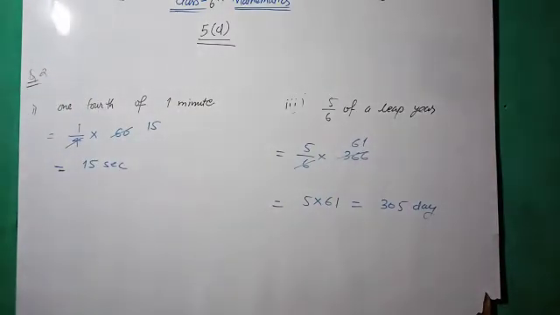Now the last part. The second part is your homework. In the last part, you first have to find the number of hours. In one day you have 24 hours, cancel with 8, 8 threes are 24, and 7 into 3 is 21 hours. That is 7 by 8 of one day.